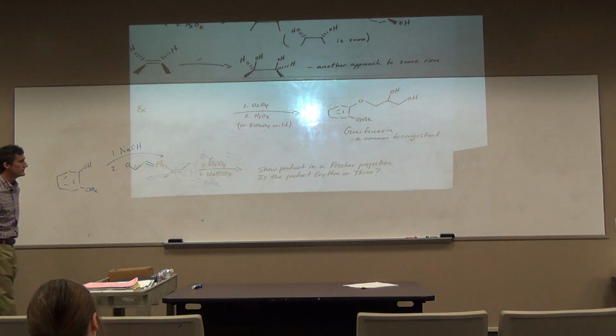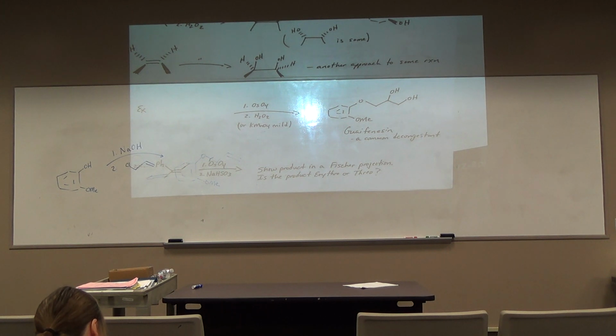Could you do this down here? Could you show the product of that in a Fischer projection and tell me if the product is erythro or threo? What do those terms mean? You haven't seen erythro and threo? Okay, what does erythro mean? Same side. Same side when? In the Fischer projection, yes. If they're on the same side in the Fischer projection, it is called erythro. If they're on opposite sides in the Fischer projection, it is called threo. You've done Fischer projections? Okay, then just do a Fischer projection and look at the two OH groups.